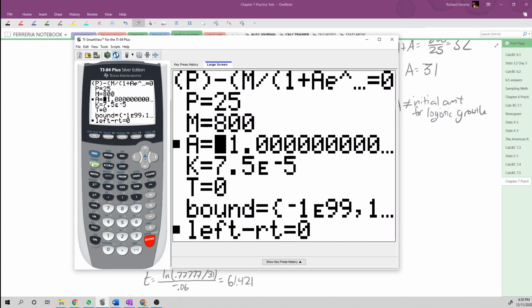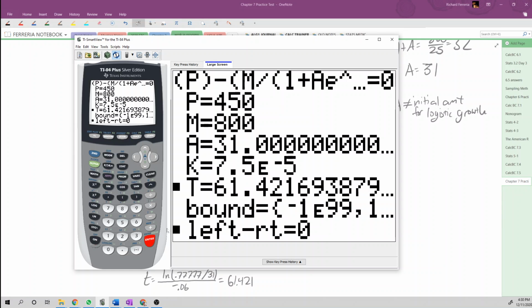Now, to finish this problem, we wanted to know when P was 450. So we'll change our P to 450. And now the variable we want to solve for is T. It's inadvisable to start with 0. So let's start with a positive number. Let's pretend I didn't know what the answer was, and I'll put 10 there. And now we push alpha, enter. And that gives me that 61.421 again.